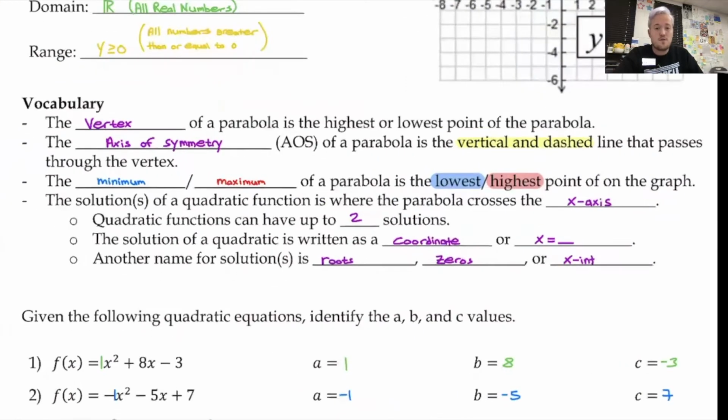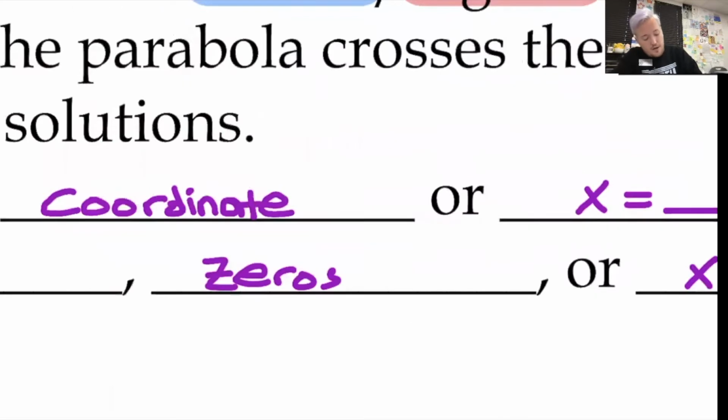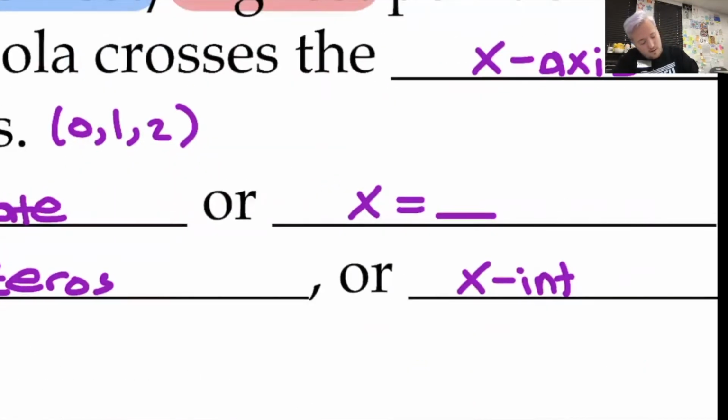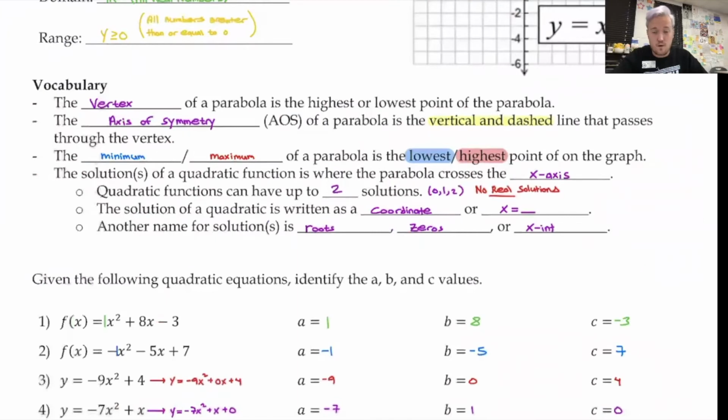All right, so your quadratic functions can have a maximum of 2 solutions. Keep in mind, you could have 0 solutions, which is no real solution. You could have 1 solution, or you could have 2 solutions. Those are the only combinations that we can have. Just remember, whenever you have 0 solutions, like no real solution, you must write the word real, because we can have what we call imaginary solutions. So you have to write the real in that problem.